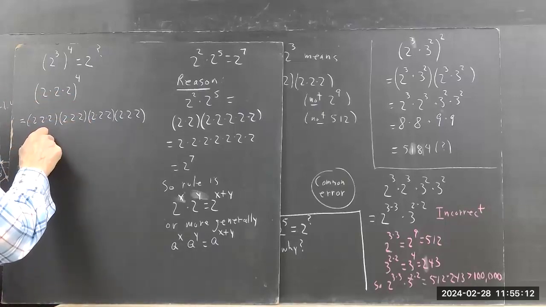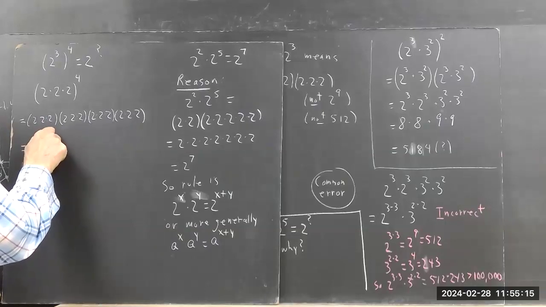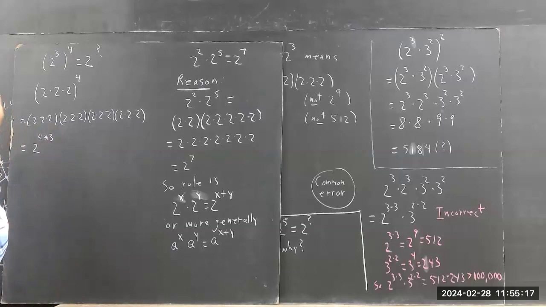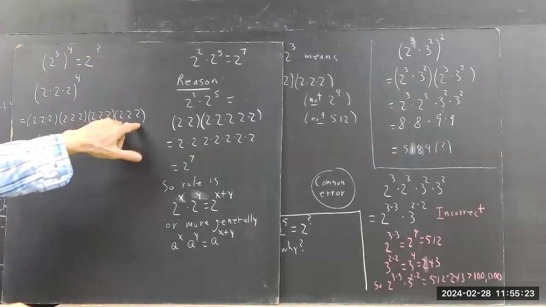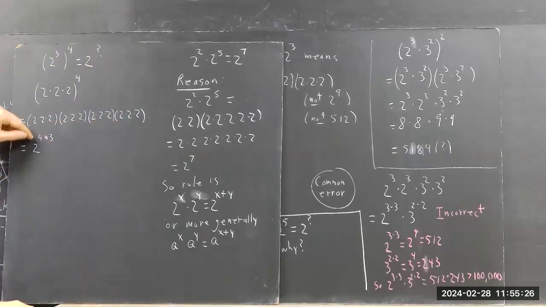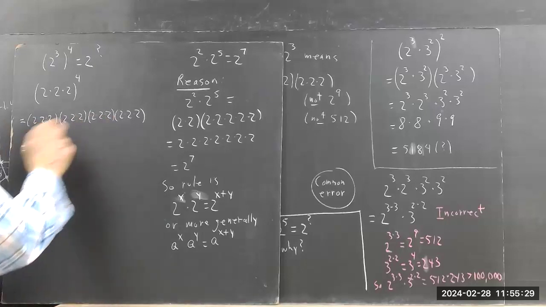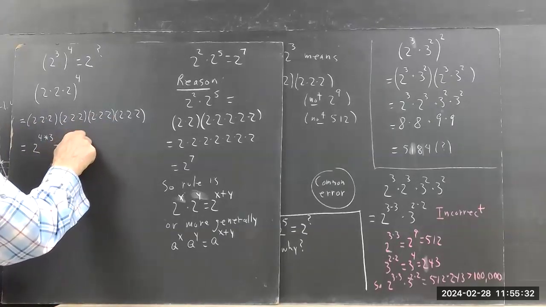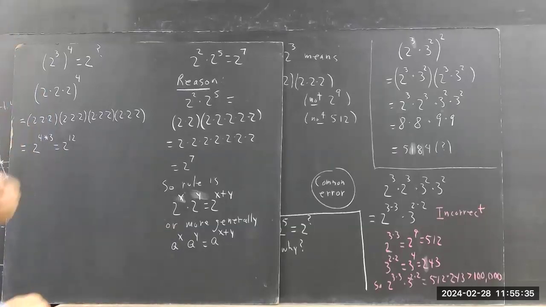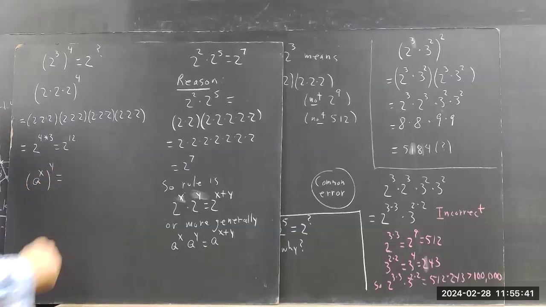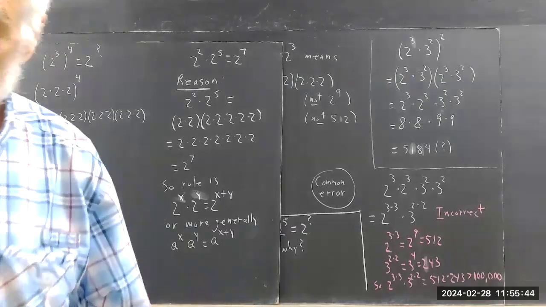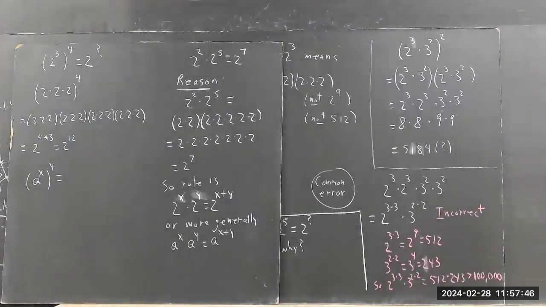And I can say that's equal to 2 to the... I said 3 groups of 4, but you've got 4 groups of 3: 1, 2, 3, 4 groups, 3 in a group. I've got it right this time. It's 2 to the 4 times 3 because of this, and this should be very clear. So what's the rule for a to the x to the y? What's a to the x times y?